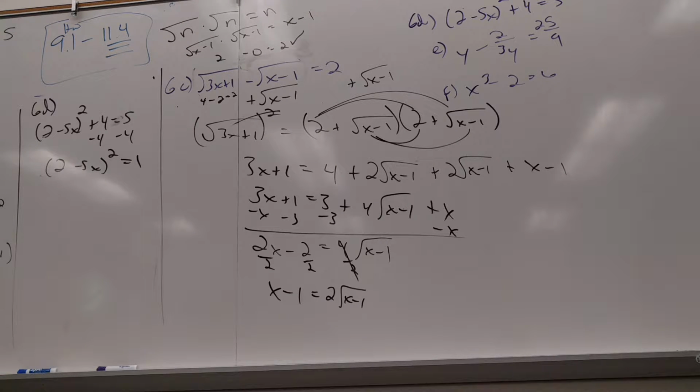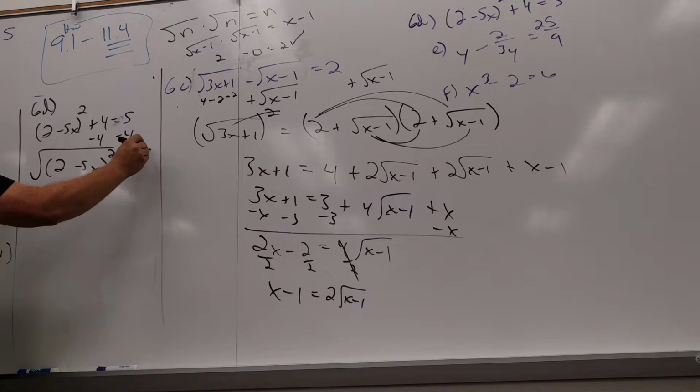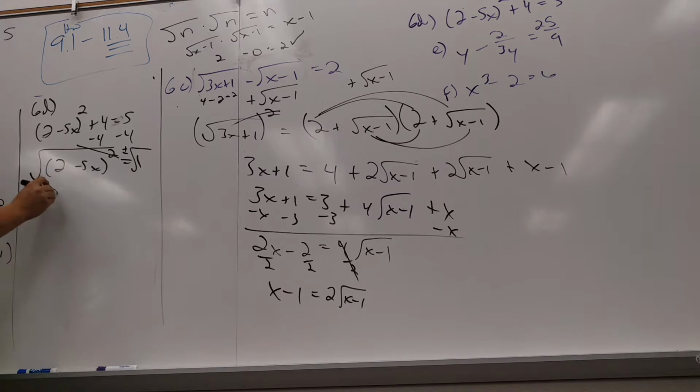So here, like I just said, what can I do to both sides? Square root. Plus or minus. Thank you. So then here you get 2 minus 5x equals plus or minus 1. So when you apply the square root, you got to go plus or minus to capture both options. There are 2 square roots.